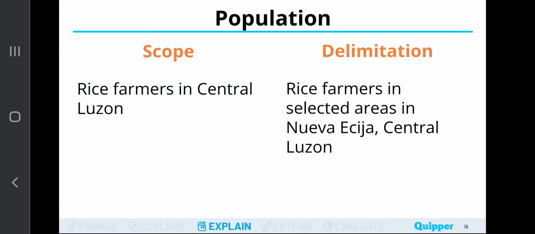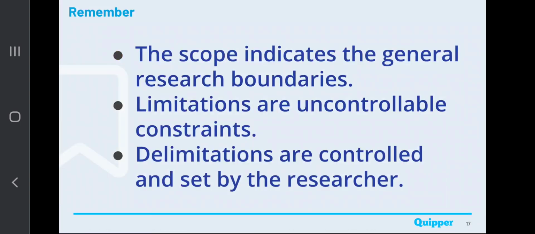Now let's try to talk about this in a context. When you talk about population, sa scope, rice farmers in Central Luzon. Klaro, kinsay mong target ng mga participants, asa nga lugar. Sa delimitation, remember, the delimitation is controlled and set by the researcher. Ayaw kalibog sa limitations because these are uncontrollable constraints.